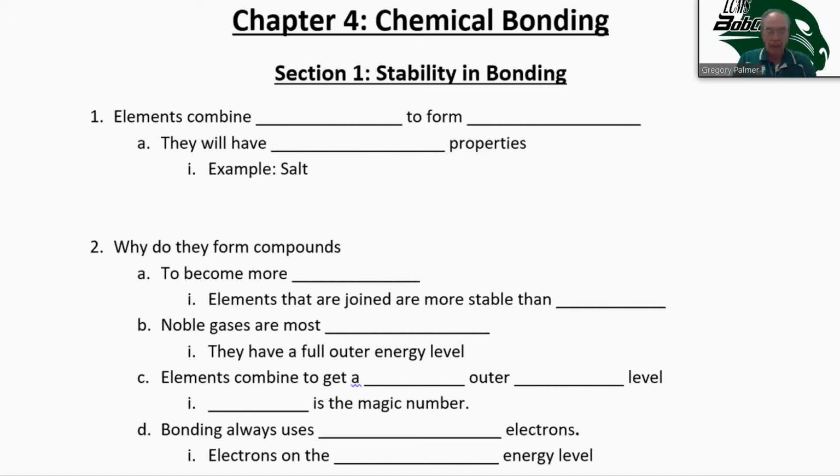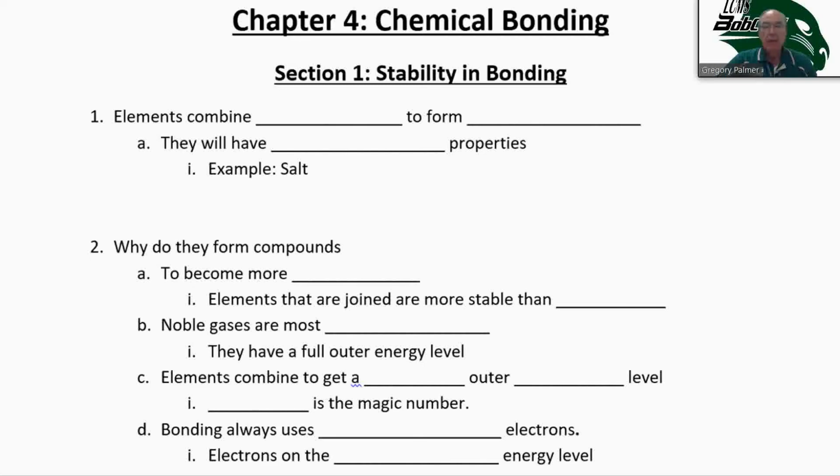Family 1, the alkali metals. Family 2, the alkaline earth metals. Family 3, the boron group. 4, carbon group. Moved over to the halogens, and then finally to the noble gases. So in this unit, that base knowledge of where the valence electrons are is going to be very critical.